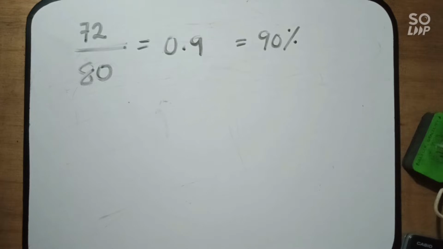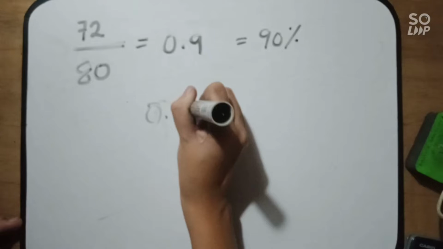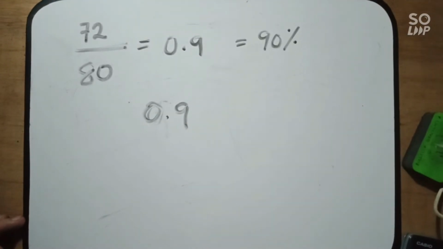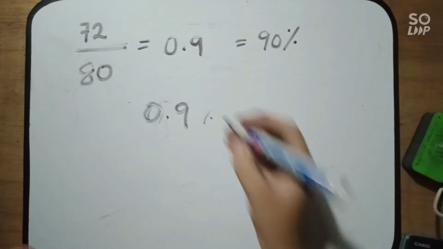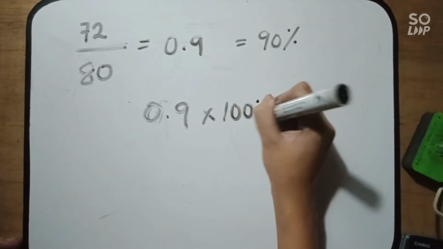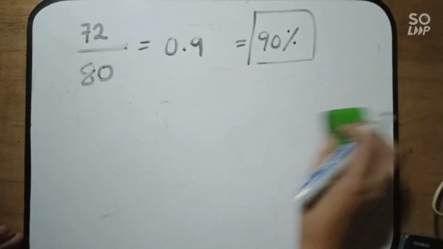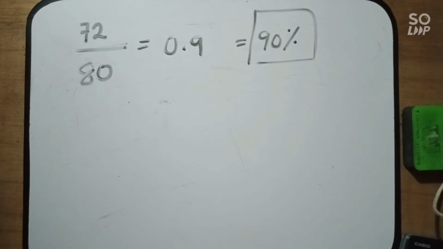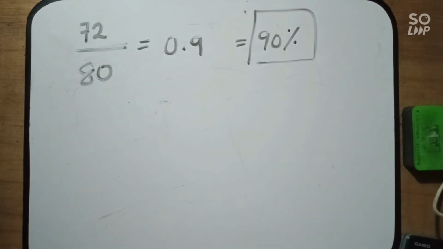But there are also ways on how to convert 0.9 into percentage. Converting 0.9 into percentage is simply done by multiplying it by 100%. So 0.9 times 100% will still be equal to 90%. So therefore, Erica's percentage on her math exam is 90%. So that would be all for the fundamental operations on fractions, decimals, and percentages.